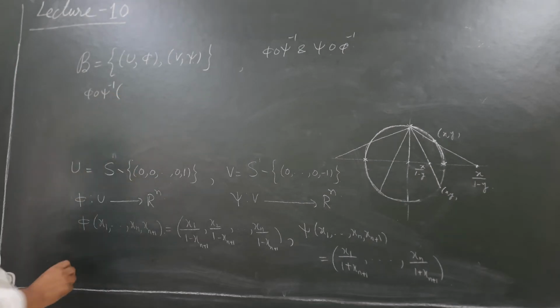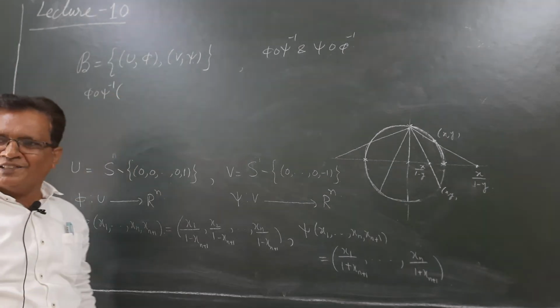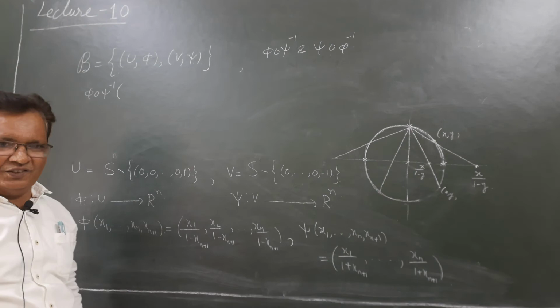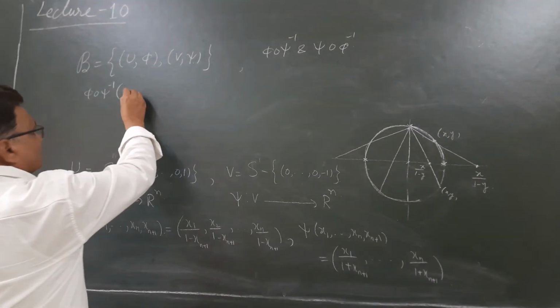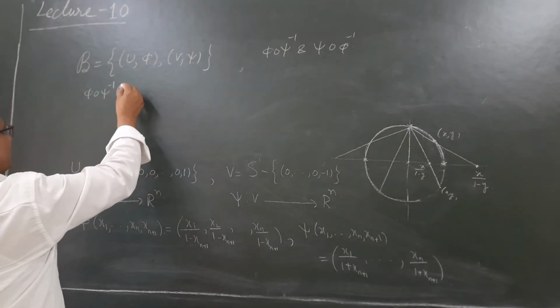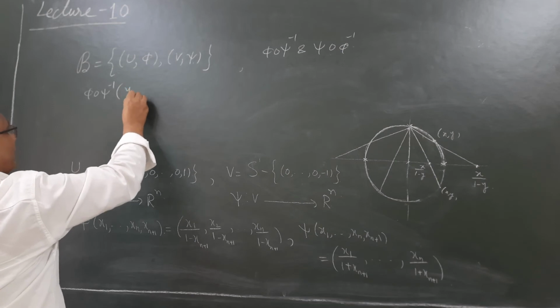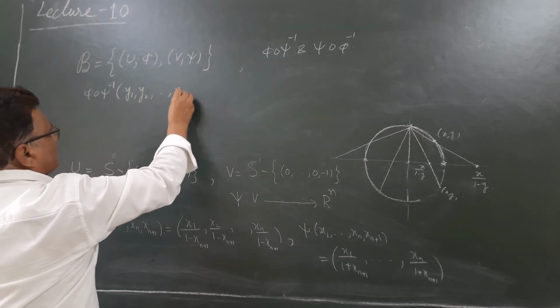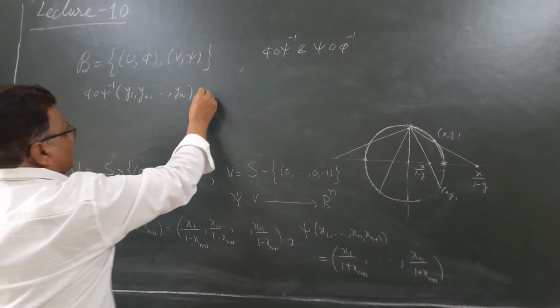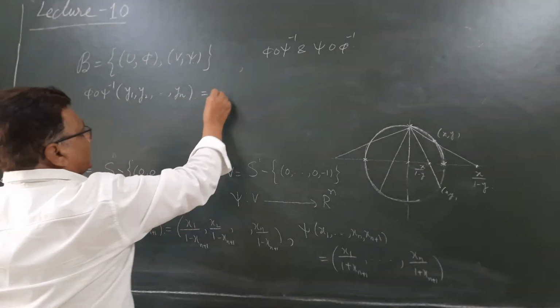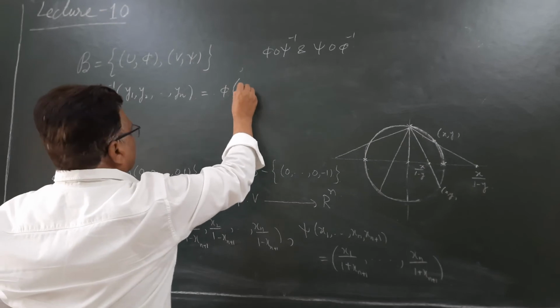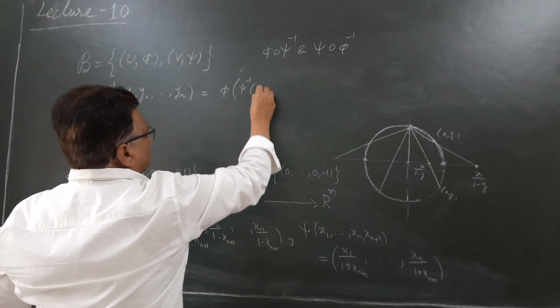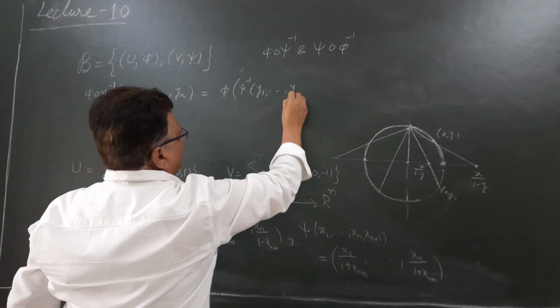Let us look at phi composition psi inverse. It is a map from where to where? From Rn minus 0 to Rn minus 0. So I will take a non-zero point of Rn, let me call it (y1, y2, y3, ..., yn), and this will be equal to psi inverse of (y1, y2, y3, ..., yn).